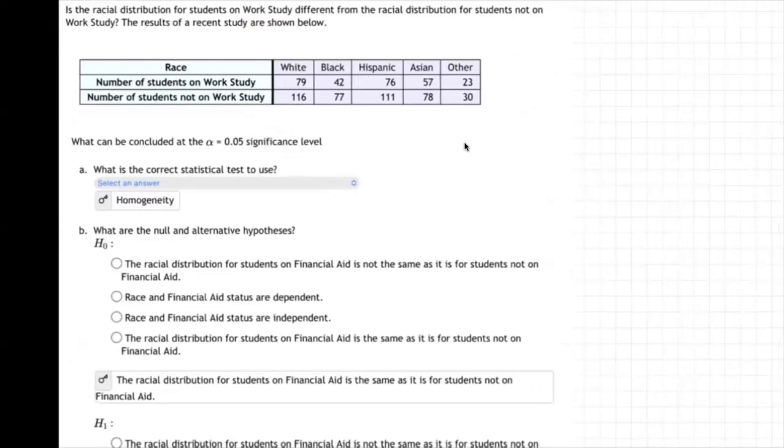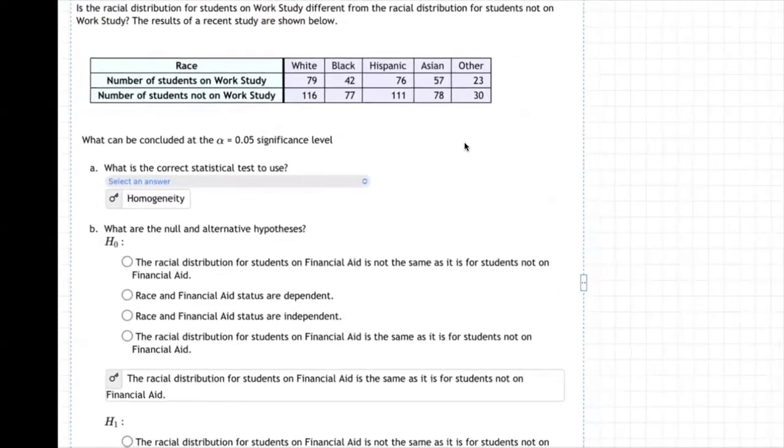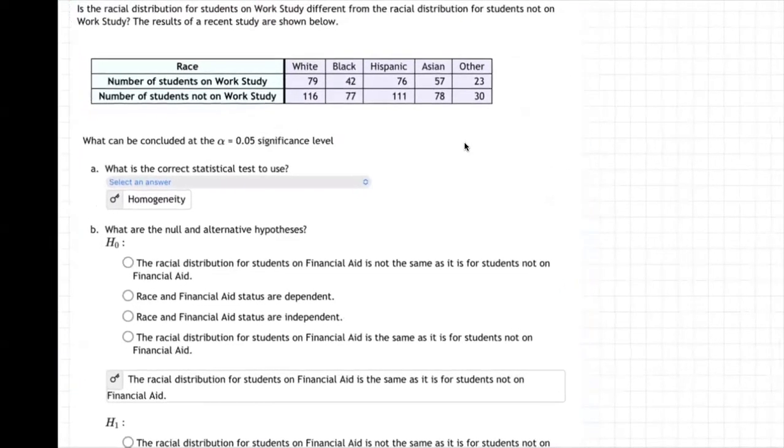So here we have, they did a study. They got a bunch of people, and here they have a bunch of people that are on work study. 79 white, 42 black, 76 Hispanic, 57 Asian, 23 others. Then they got a bunch of people that they surveyed that were not on work study, and here's the numbers for them.